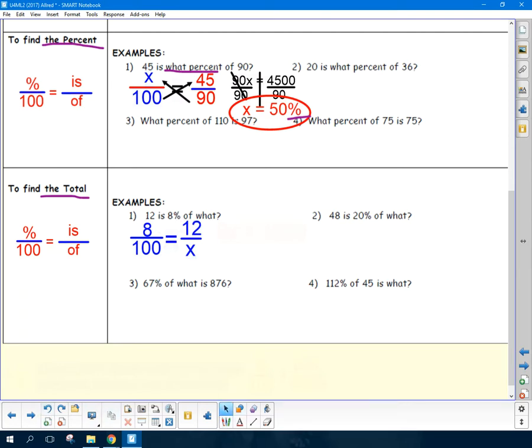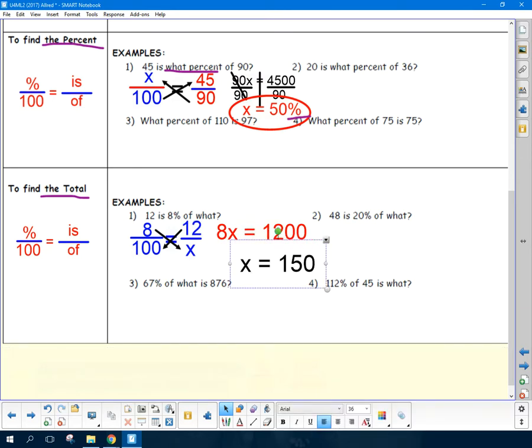If you cross multiply and divide, just like we have been doing this whole unit and the last unit, 8 times x is 8 x's. 12 times 100 is 1200. You divide both sides by 8, like we have been doing, and that'll tell you that x is, wait, math is hard. I'll tell you that x is 150.